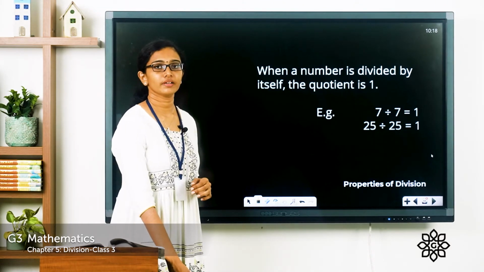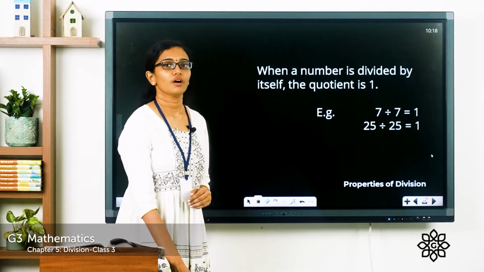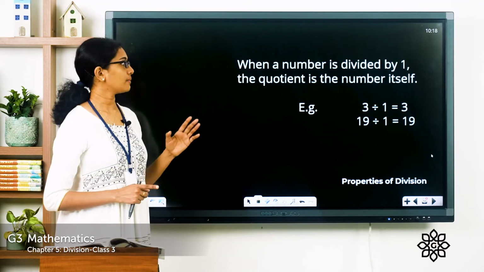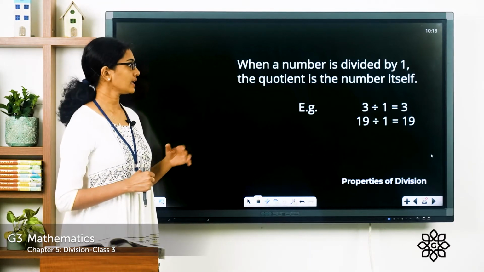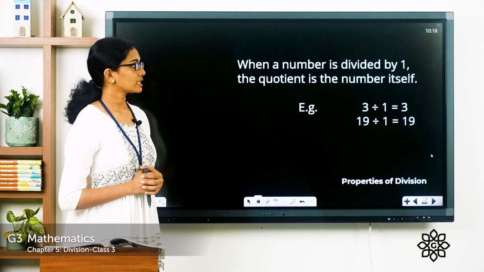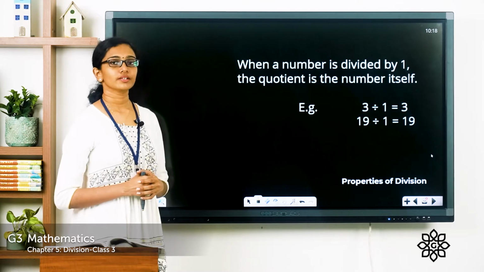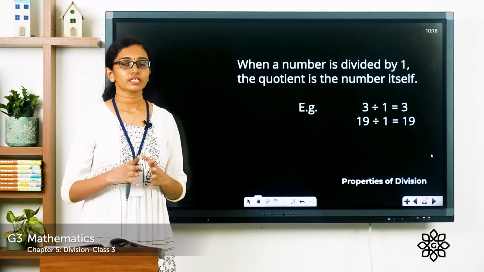7 divided by 7 is equal to 1. 25 divided by 25 is equal to 1. Now the second property. When a number is divided by 1, the quotient is the number itself. And see the examples. 3 divided by 1 is equal to 3. 90 divided by 1 is equal to 90. So when you divide a number by 1, what does it mean?